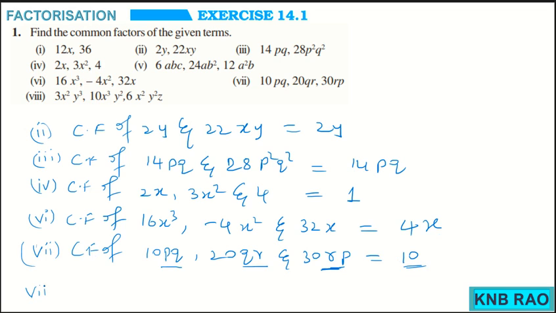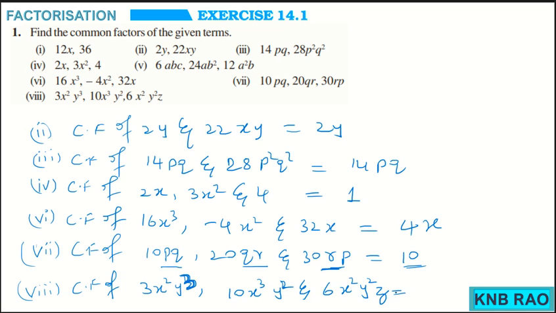Coming to the last, the eighth one: the terms are 3x square y cube, then 10x cube y square, and 6x square y square z. You watch, 3 is not a factor of 10, though it is a factor of 6. 2 is a factor of 6 and 10, but not a factor of 3. So no number will come here.